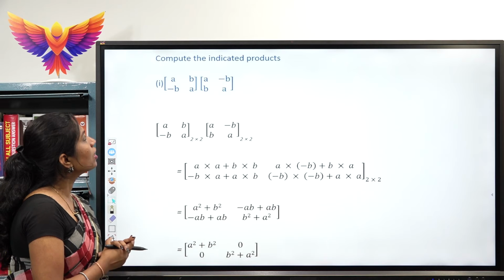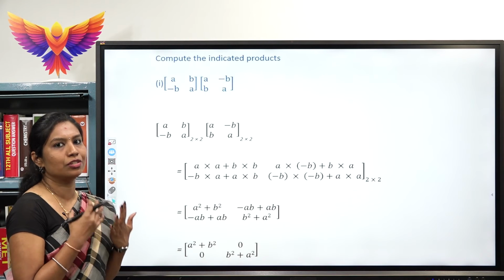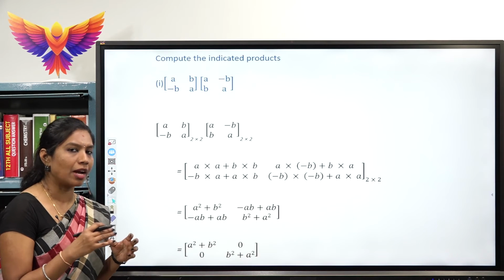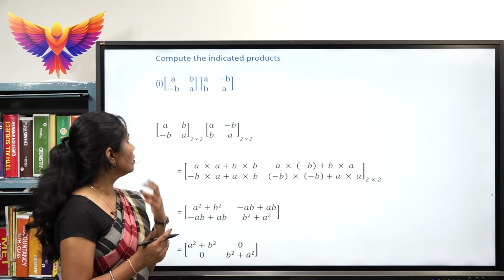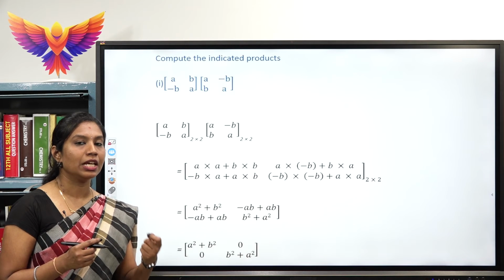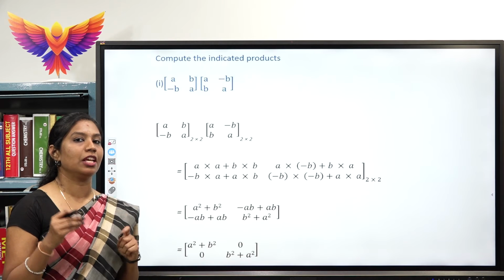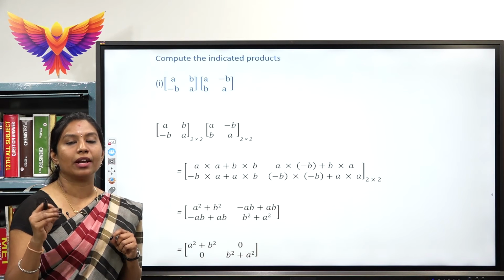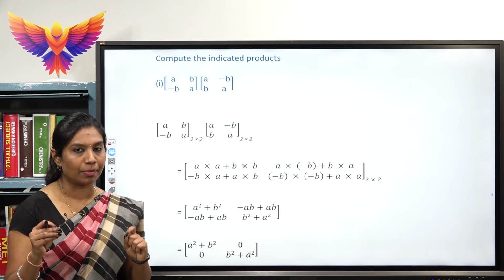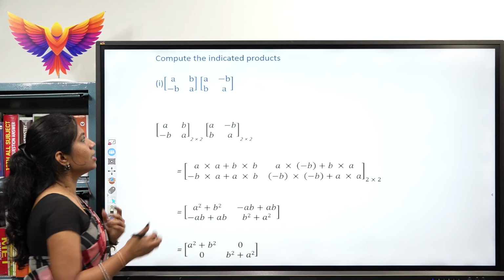Next question we have: compute the indicated products. So, we are supposed to find the product of these two matrices again. The two matrices have been given, we just have to multiply them and get the required solution. First, we need to check the order of both matrices, to check whether it is m cross p into p cross n. The number of columns of matrix A should be the same as the number of rows of matrix B. Only if that is satisfied can we multiply, otherwise we can never multiply the two matrices. Coming to this one, yes, it is satisfying the condition.